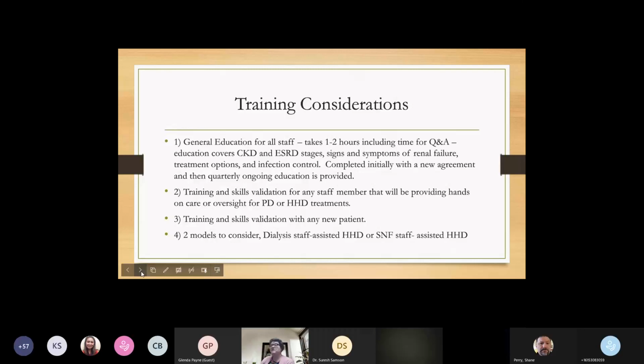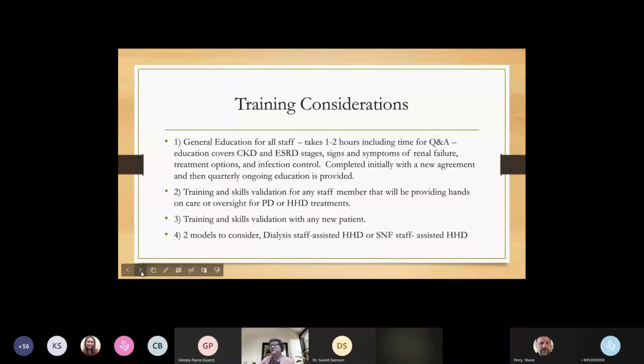Some training considerations. When you enter into an agreement with a skilled nursing facility, you need to make sure that education is number one priority. Once you have that agreement in place, you have to do general education to all of the staff. It generally takes a couple of hours. Typically, how we have done it is we have done 2 to 3 days where we had these sessions to be able to capture the staff that work all 3 shifts in the facility.